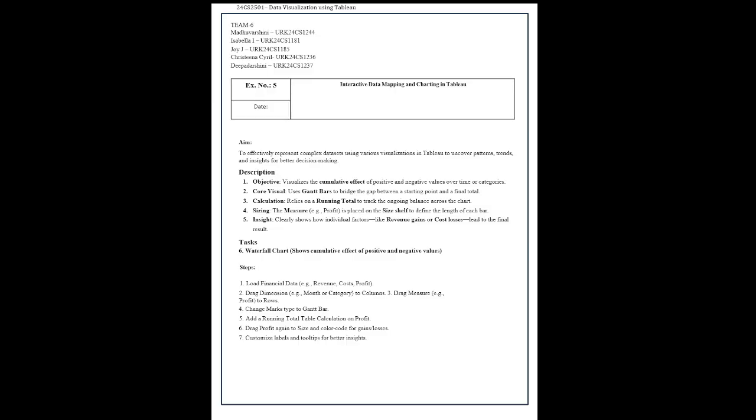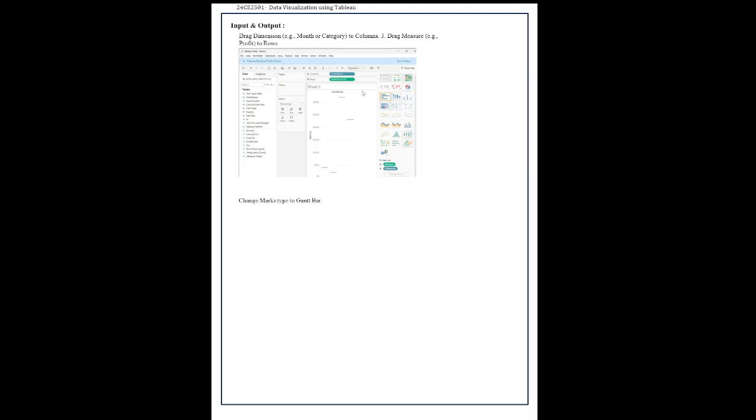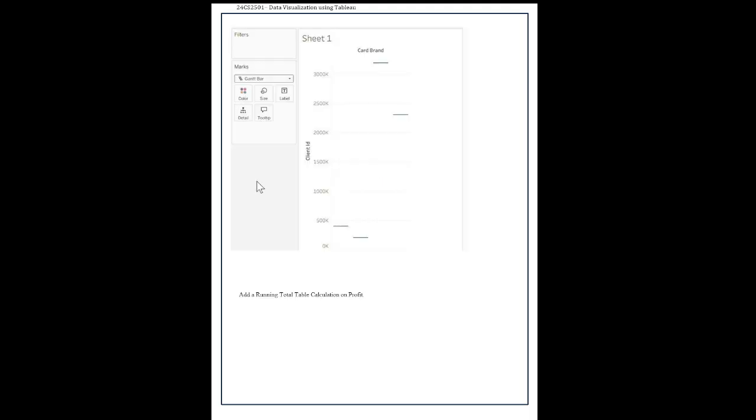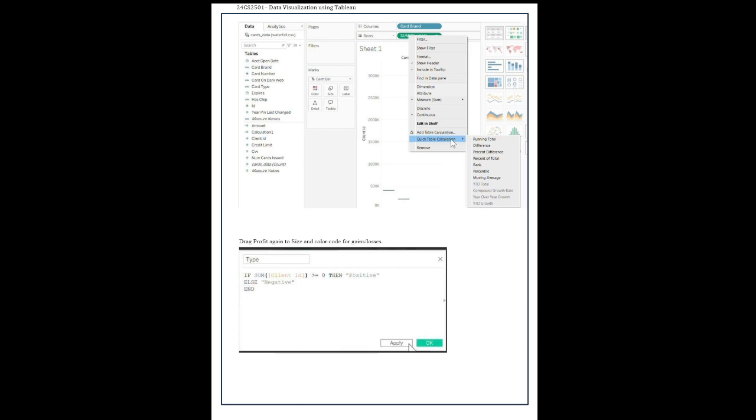Procedure. First, I loaded the financial dataset containing values like revenue, cost, and profit. Then I dragged the dimensions such as month or category into the columns section. Next, I dragged a measure like profit into the rows section. I changed the mark type to Gantt chart.